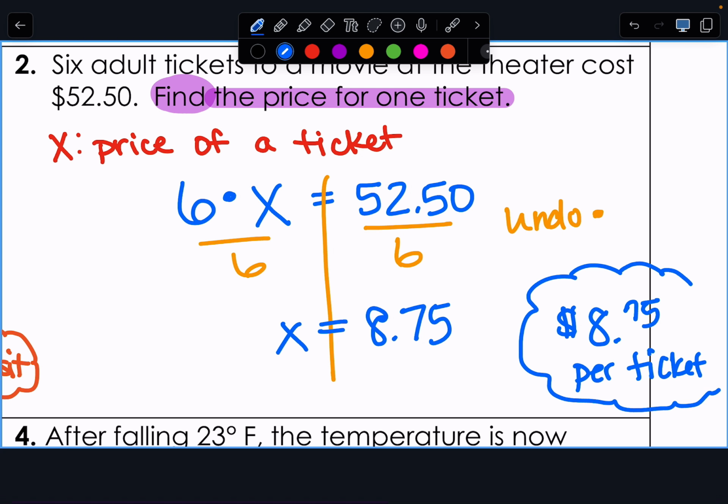Dollar sign. Thank you, Khalid. You're welcome.